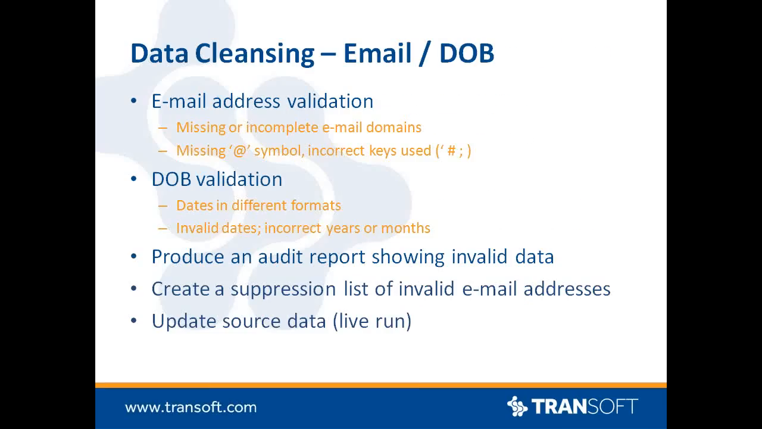So firstly, I've got a small data cleansing example, and in this I'm going to do some email address validation. So looking for missing or incomplete domains, or missing @ symbols, or incorrect keys used, and some validation on dates of birth, so dates in different formats or invalid dates and years and so on. And from that I'm going to produce an audit report showing this invalid data and create a suppression list of invalid email addresses, which is quite a popular thing to do, to then feed them back into a separate system to make sure that marketing memos and flyers aren't sent to invalid email addresses anymore. And then I'm going to update the source data and do a live run on that data.